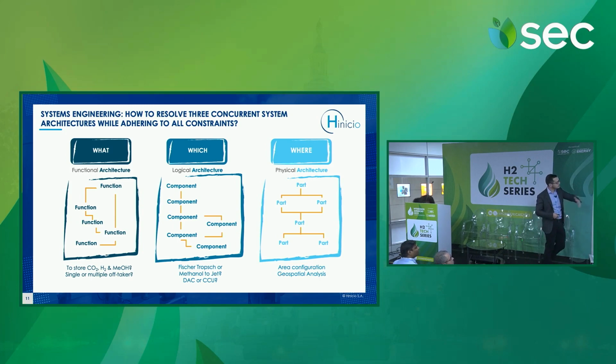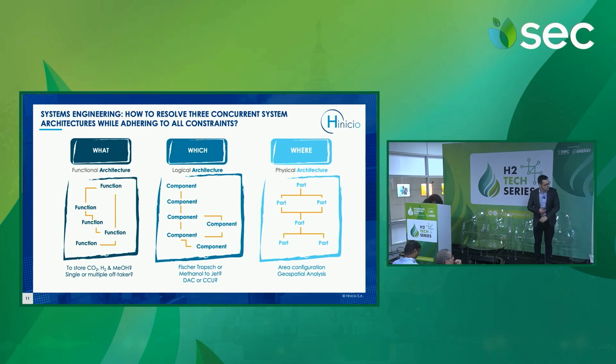So what we see here is that we usually develop a methodology to solve the functional architecture, the logical architecture, and the physical architecture. And what I mean by this is that the functional architecture defines what you are going to produce. Are we talking about methanol? Are we talking about ammonia? Are we talking about e-kerosene? You can have one off-taker, you can have multiple off-takers. So those type of things are what we solve here.